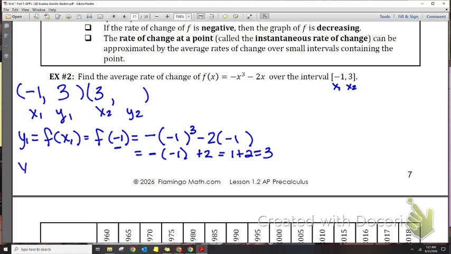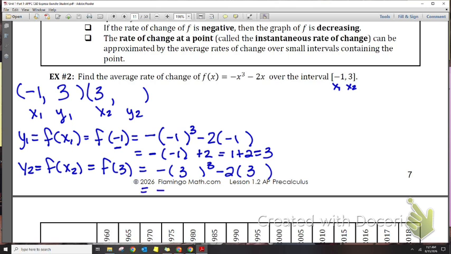Then I'm going to do the same thing to find my y2. Remember, that's just f of x2, which my x2 is a 3. So I'm going to do my skeleton. And then I'm going to plug in the 3, and I'm going to work it out. So that's what negative 3 cubed is 27. Minus 6, that's what, negative 33.